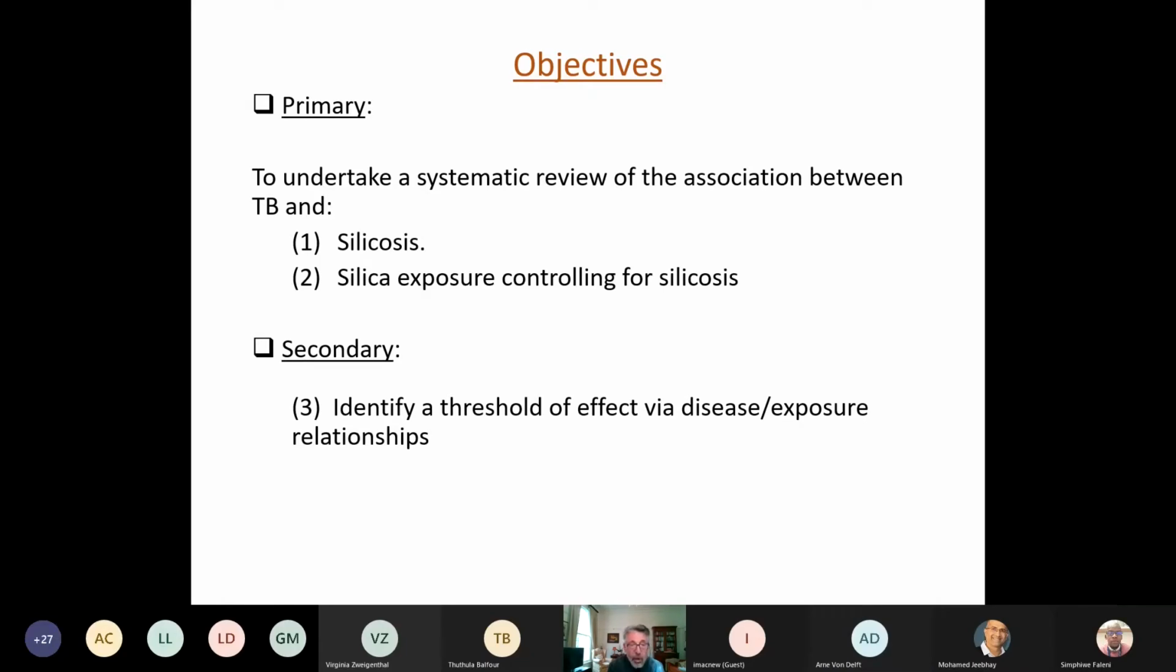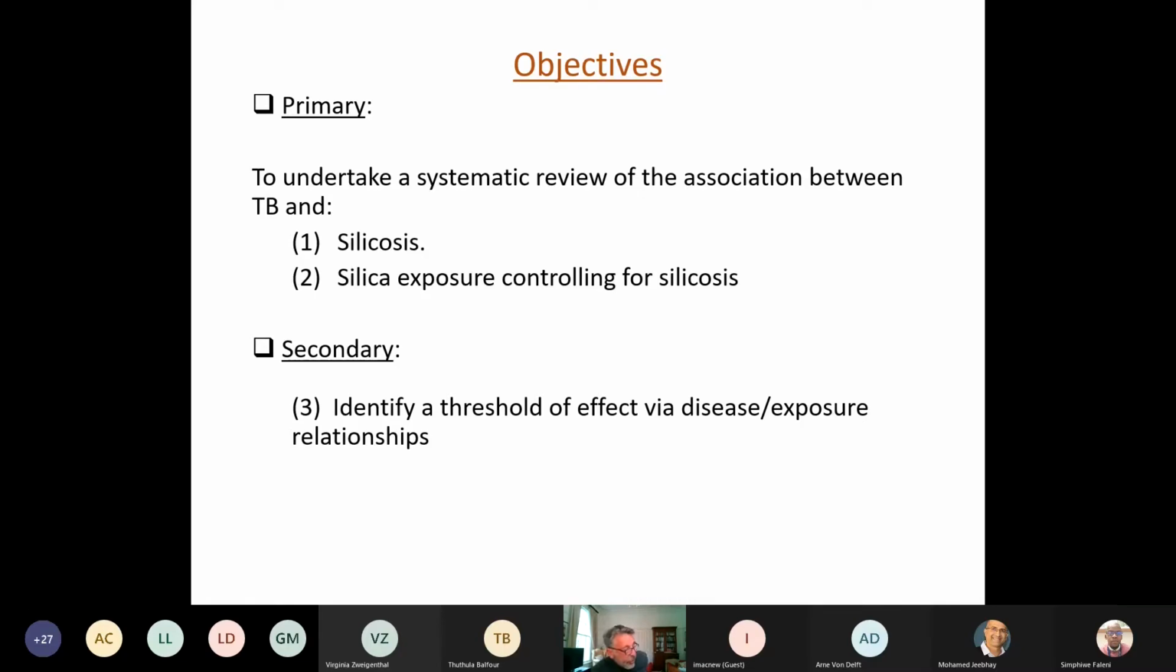However, the argument that was made, to somehow mitigate or attenuate the importance of the association, was that it's only when silicosis appears that there is an association. However, the association between dust and tuberculosis itself is not causal. It requires the mediating effect of the disease silicosis. We wanted to try and pick these two apart and see if we could come to a conclusion. And a secondary objective was to see if there was a threshold of effect by the disease or exposure relationships.